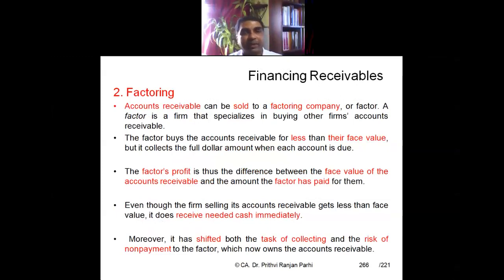Then the other important concept here is factoring services. Here, account receivables are sold. In fact, we sell the entire account receivable to a company called a factoring company. Normally the factor buys it at a lower price, less than the face value. Suppose your account receivables are 100 lakh, the factor might buy it at 90 lakh. The difference of 10 lakh is the factor's margin, that is the factor's profit.